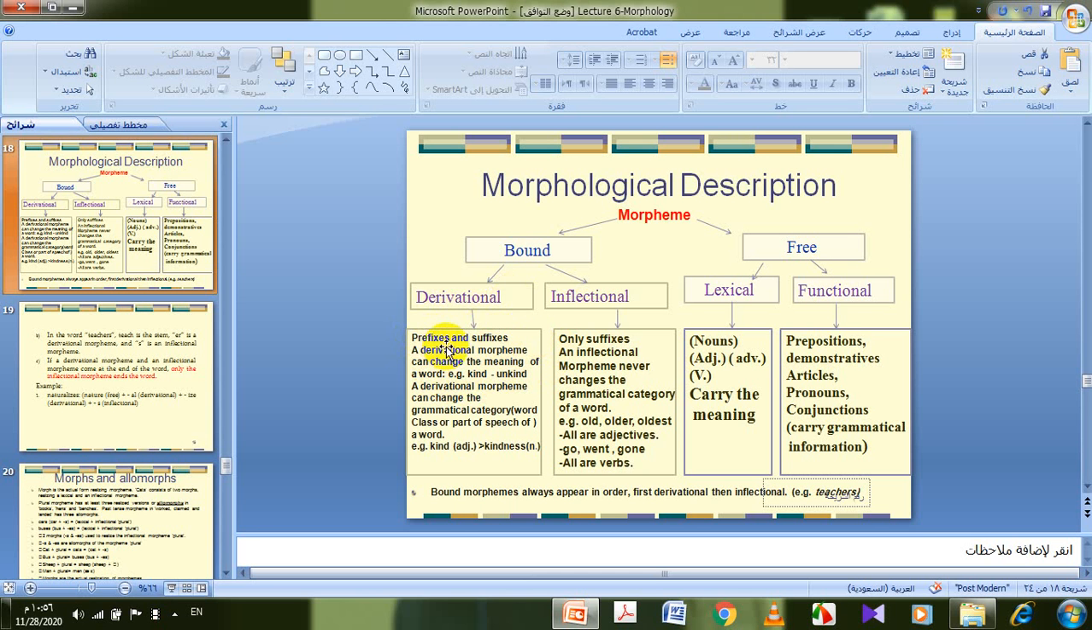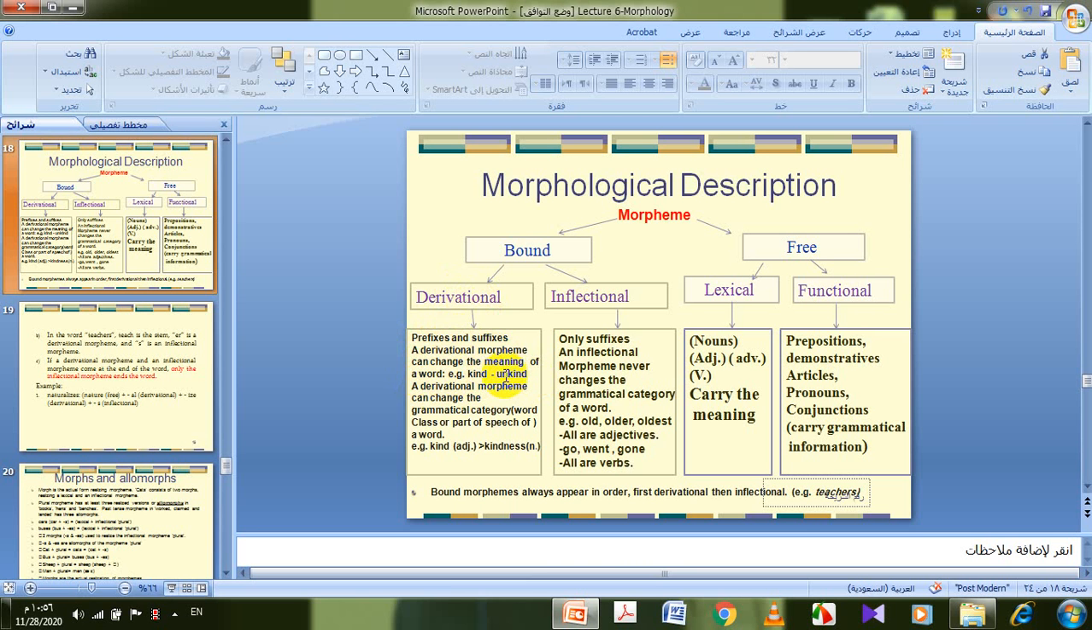Just remember this example: happy, unhappy, happiness. So they are prefixes and suffixes. Derivational, اشتقاقي. Prefixes and suffixes. Derivational morphemes can change the meaning of a word, like kind, unkind. The meaning is totally different.